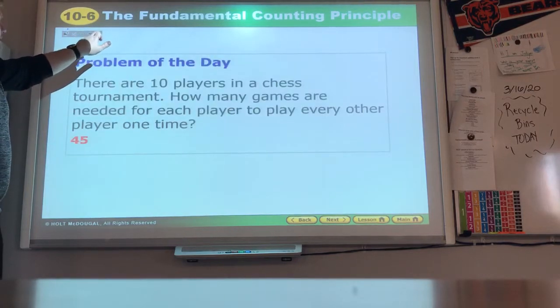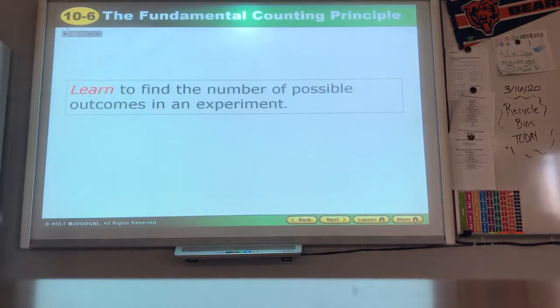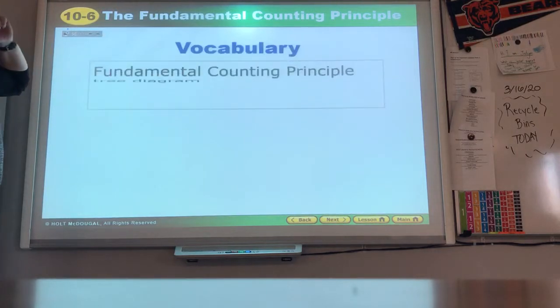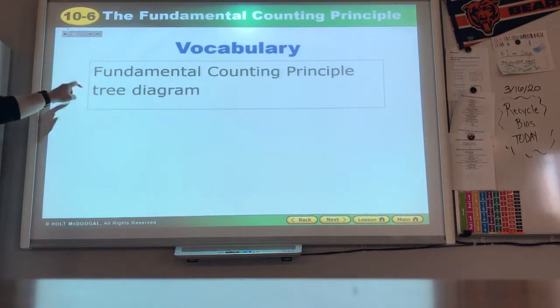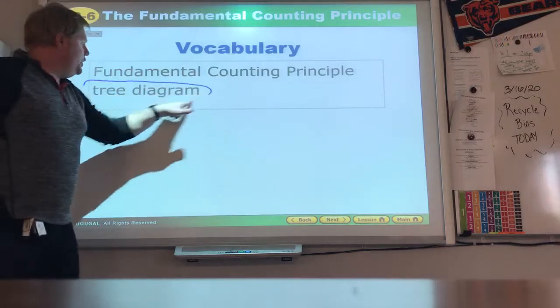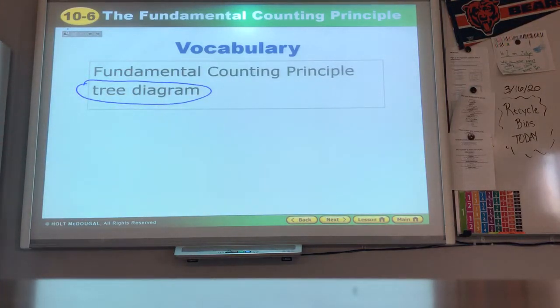All right, problem of the day, 45. Learn to find the number of possible outcomes in an experiment. Fundamental counting principle and tree diagram. These are drawings. Drawings do help a lot of the time.